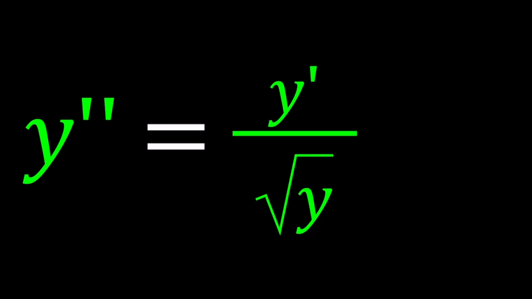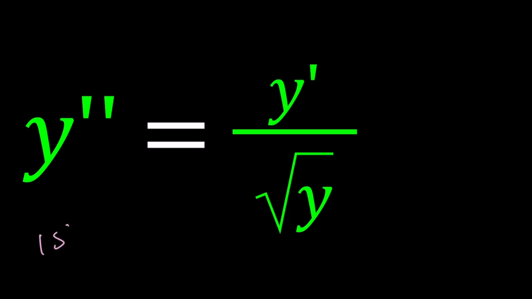Hello everyone, in this video we're going to be solving a homemade differential equation. We have y double prime equals y prime divided by square root of y, and we're going to be solving for y. Alright, great. We can look at this problem from two different angles. Let's look at the first method first.